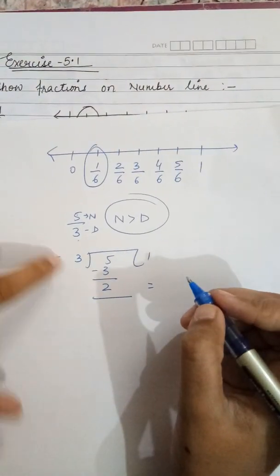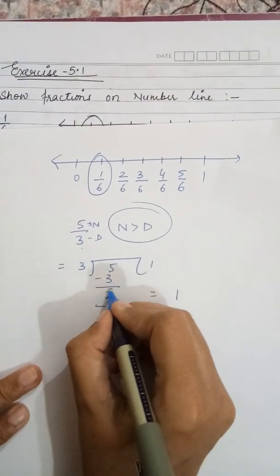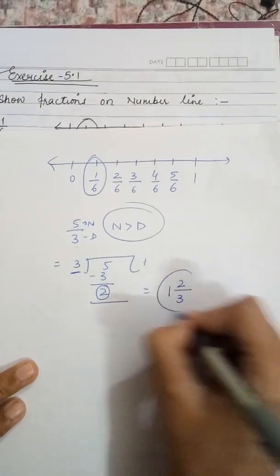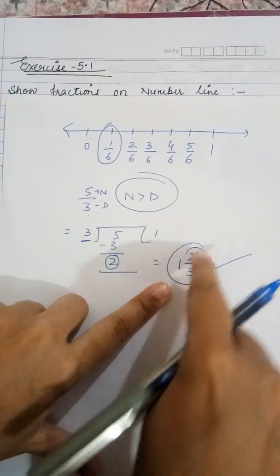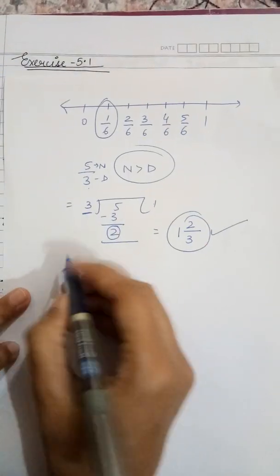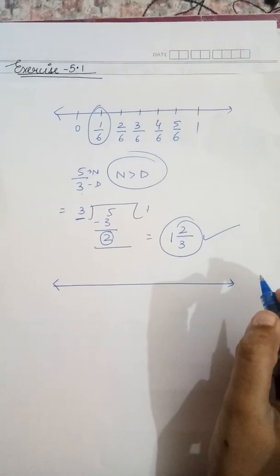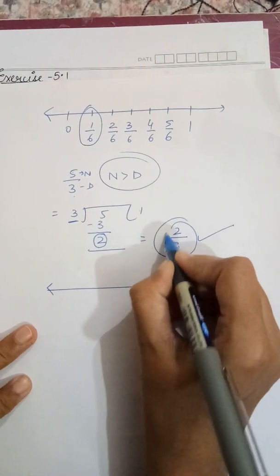And if I have to change this into a mixed fraction, how am I going to convert? 1 will come here. This 2 I am going to write in the numerator, and this 3 I am going to write in the denominator. So this is your mixed fraction. Now on the basis of 1, 2 upon 3, I am going to represent 5 upon 3 on the number line. Okay, next. Now look here, I have 1 here, right?